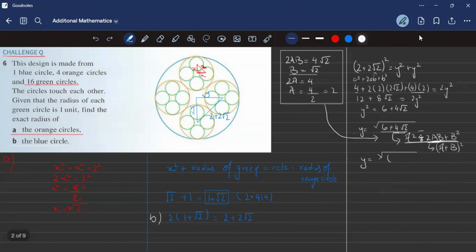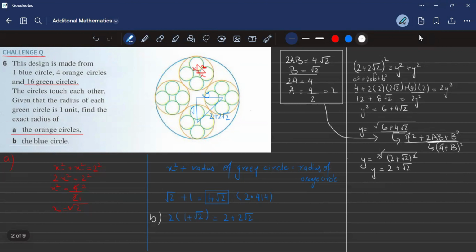Just to clarify, what is the value of a here? The value of a is 2. And what's the value of b? The value of b is under root 2. And that whole squared. Now we are easily going to cancel the square from this, and we would get y is equal to 2 plus under root 2.